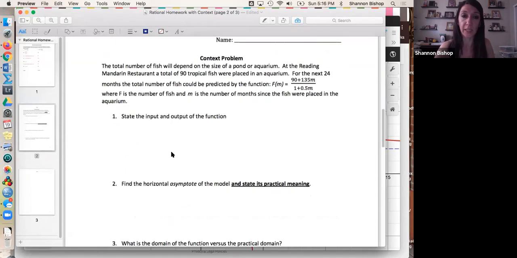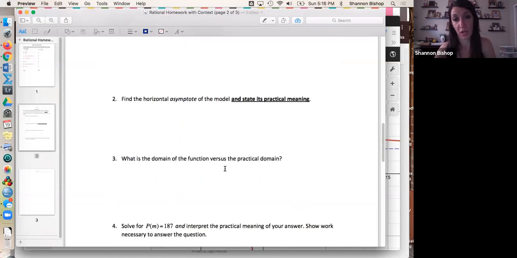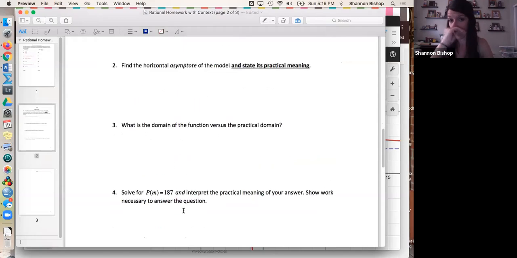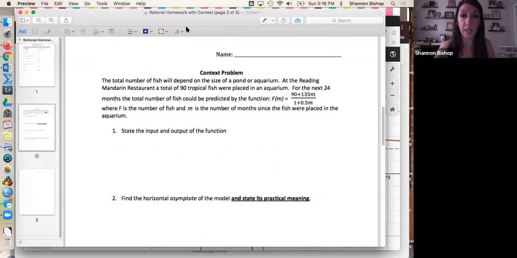Page. And then this back page, I'm going to let you fill in what the input and output are. Just read the context carefully, identify who's in, who's out. But for the horizontal asymptote and the practical meaning, and then also some domain and algebra. So the horizontal asymptote, once again, is the coefficients of the variable.